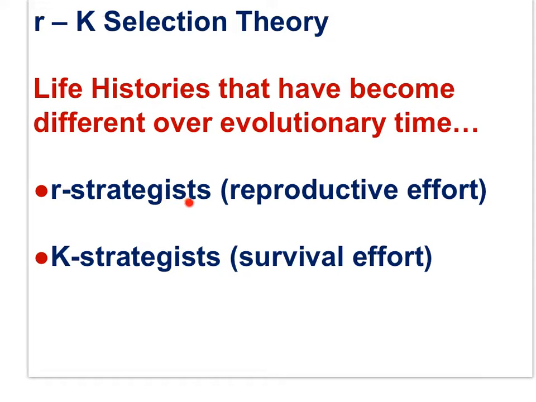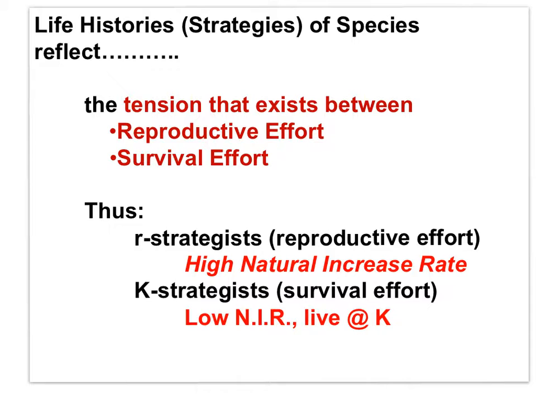We have the R strategists that invest in reproductive effort, and we have the K strategists that invest in survival effort. The life histories, the strategies of species, reflect the tension that exists between the reproductive effort and the survival effort. Thus, we have the R strategists with high natural increase rate, putting a lot of energy into the reproductive effort. We have the K strategists, which have a low natural increase rate, live around carrying capacity, putting a lot of energy into their survival over the long term.